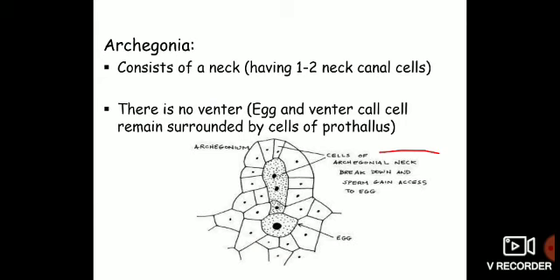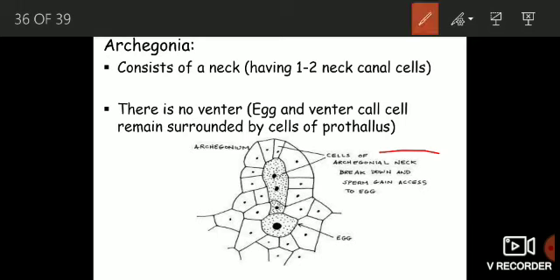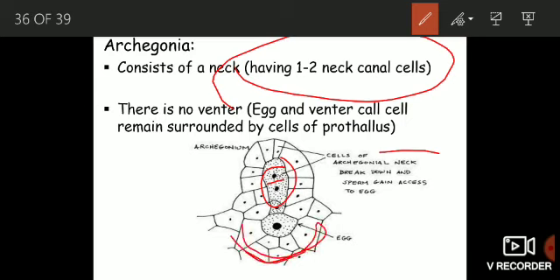Now the nature of archegonia. In case of pteridophytes, the archegonia are embedded in the thallus. They are embedded in the cells of the gametophyte, and these archegonia have 1 to 2 neck canal cells. Here you can see these are 1 to 2 neck canal cells, and they do not possess any venter. Here you can see they do not possess any venter.